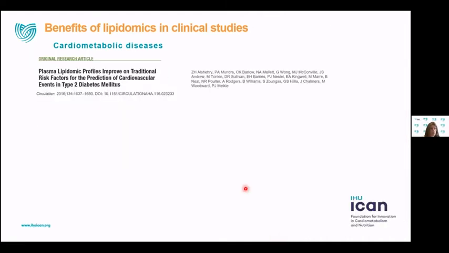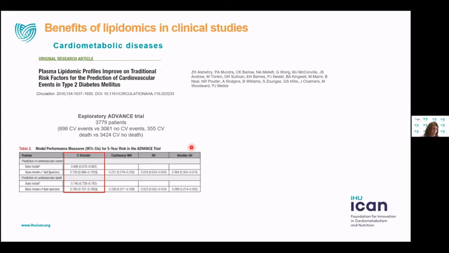Another example of a study run by Peter Meikle at the Baker Institute in Australia, which was published in Circulation a few years ago, was to look at how the lipidomic profile of the plasma could improve on traditional risk factors for the prediction of cardiovascular events in patients with type 2 diabetes. And here it was a trial of 4,000 patients where he looked at the prediction of cardiovascular events and cardiovascular death.